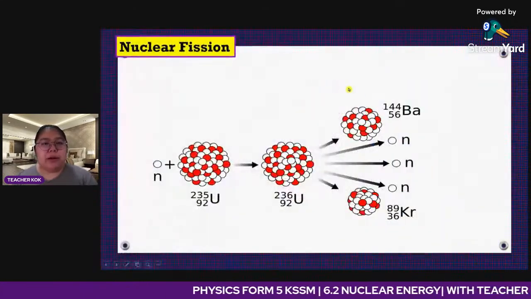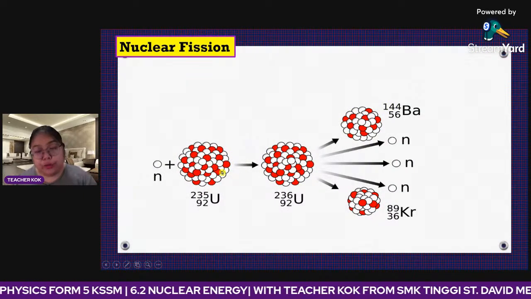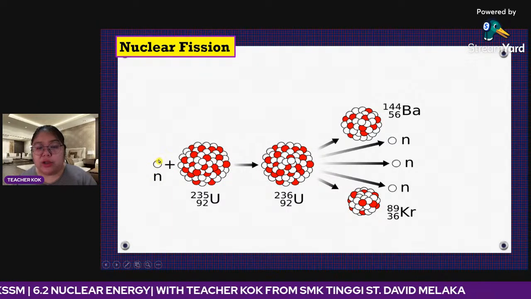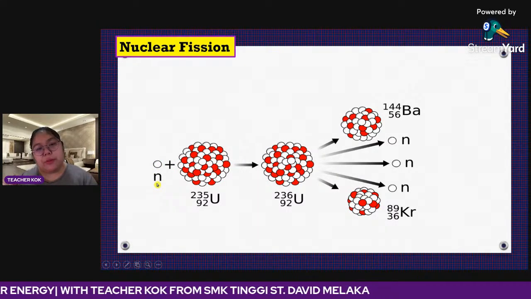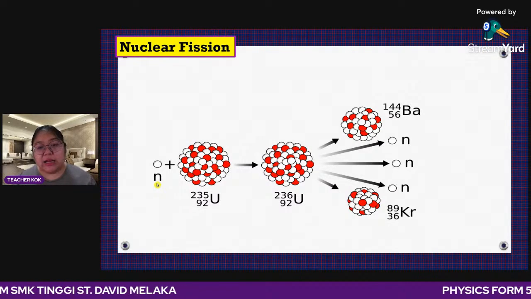Okay, let's see the example for nuclear fission. You can see the diagram. We start with the uranium. We have one neutron. This neutron must hit the uranium, if not, the uranium cannot suddenly split.